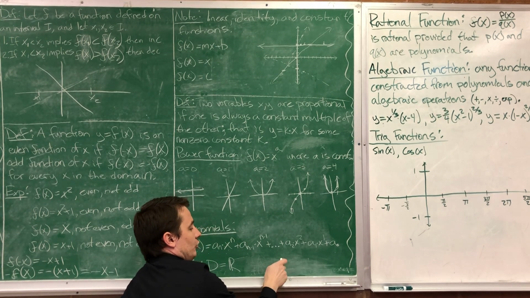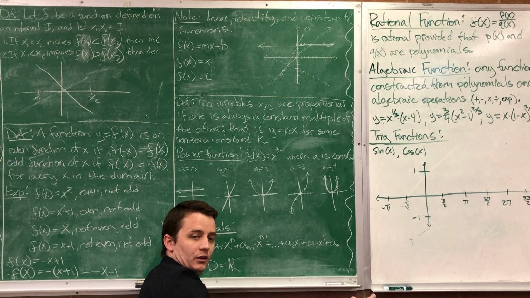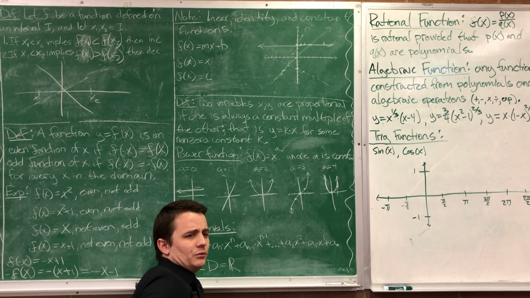One more thing I should have said. So since the highest power in the polynomial I just erased was 4, then we say that the, what do we call it?